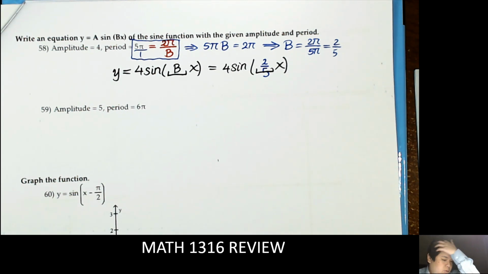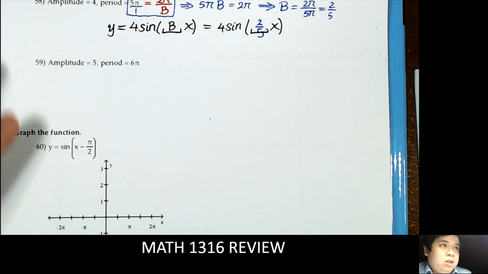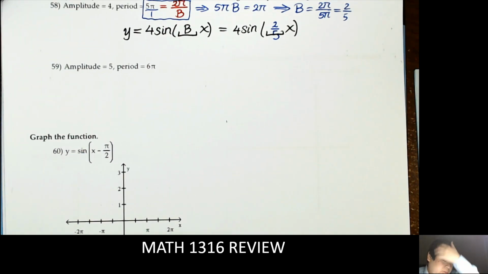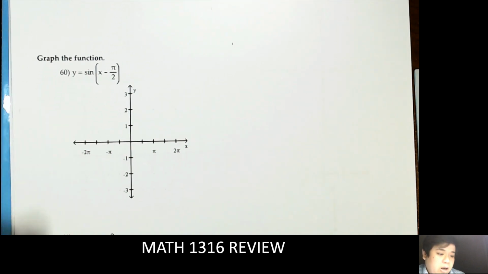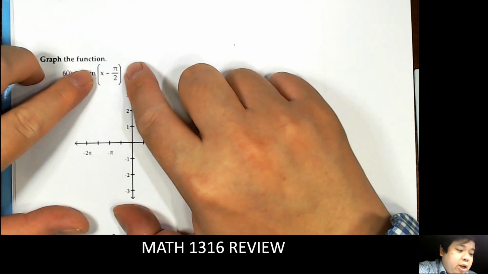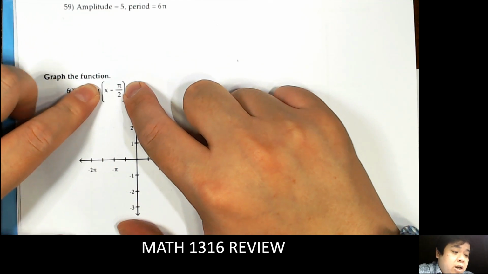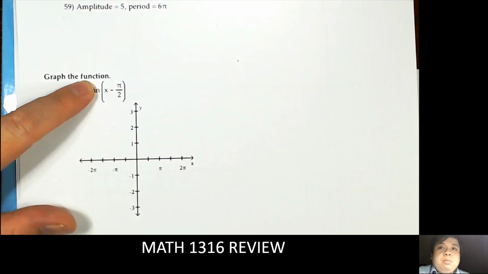Right. Now on to 60. Let's take a look at 60 in general, 60 and 61. The first one, 60, we have the pivot 2 minus pivot 2 inside the parentheses. Inside the parentheses gives us the phase shift.